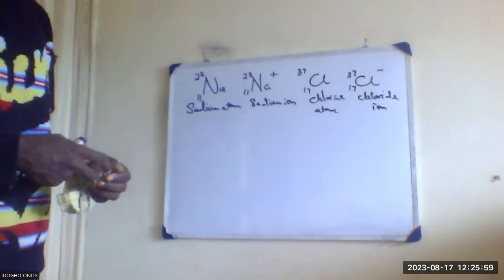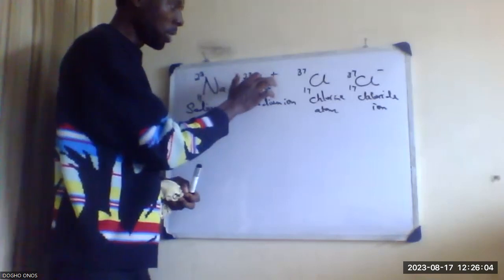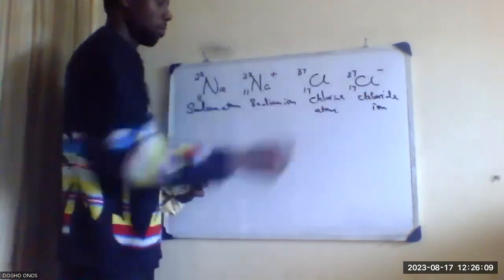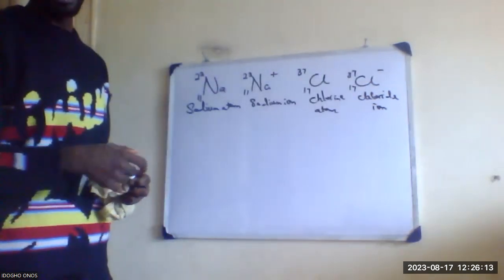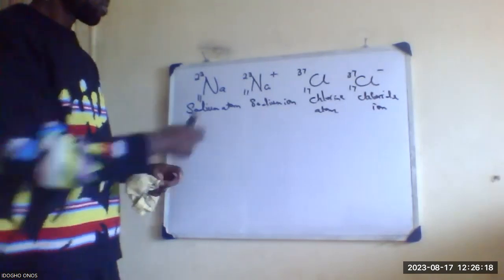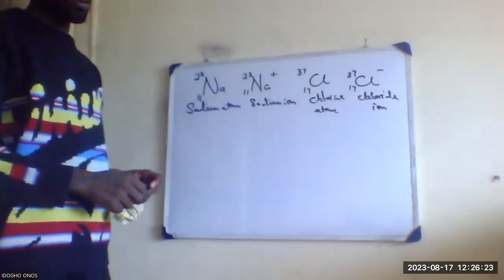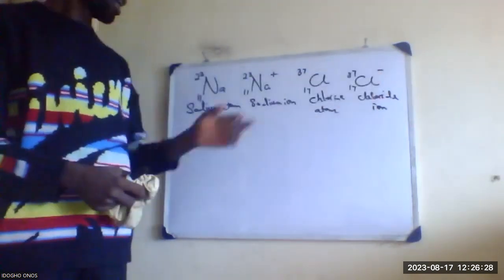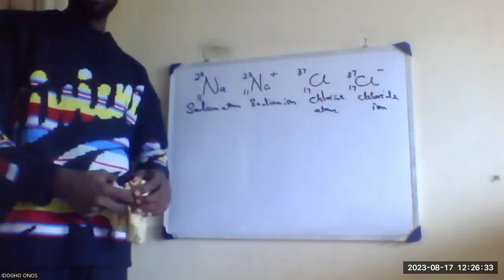Let's do something now. Focus on this. There is a plus here that is positive, and this is negative. So this sodium is what type of ion? Is it a cation or an anion? That is sodium with a plus. It's a cation because it has a positive charge. Why this is an anion, because it has a negative charge.